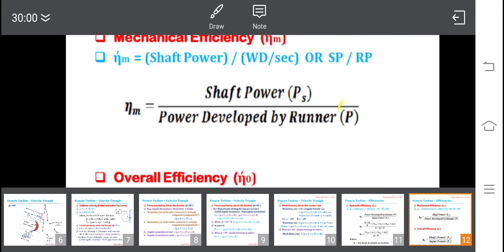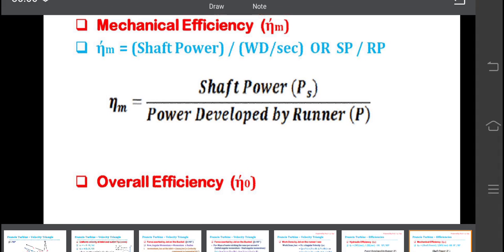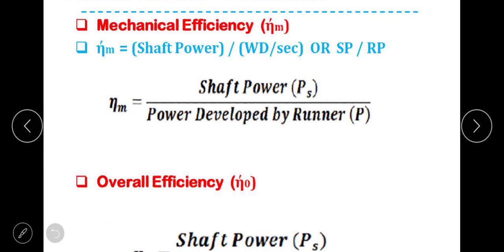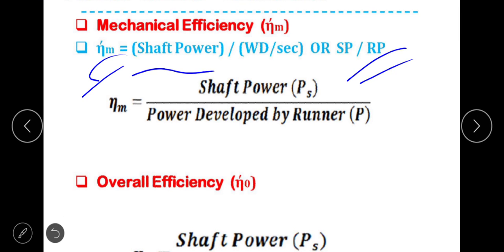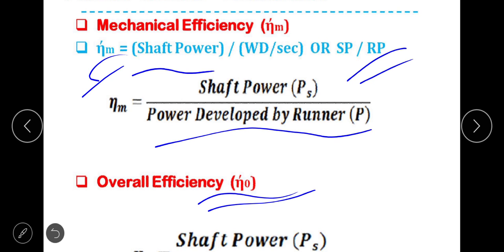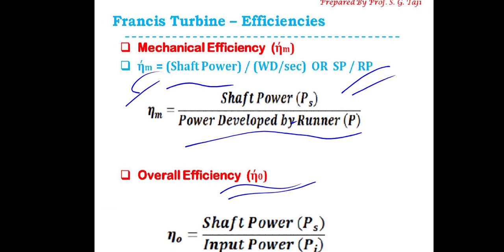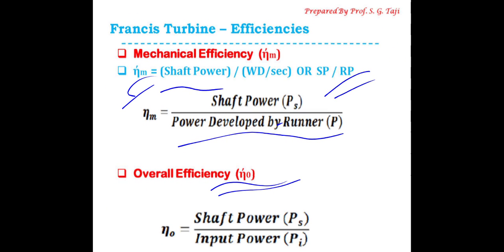The next slide. In this slide we can see mechanical efficiency. Mechanical efficiency is given by shaft power divided by work done per second, or shaft power divided by runner power. Shaft power is Ps, power developed by runner is P, and similarly overall efficiency eta O is given by shaft power Ps divided by input power Pi.